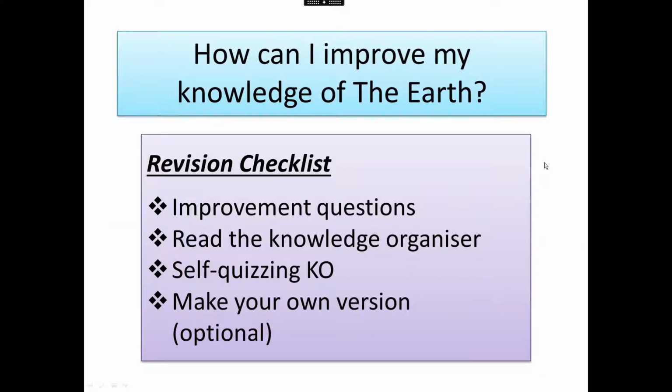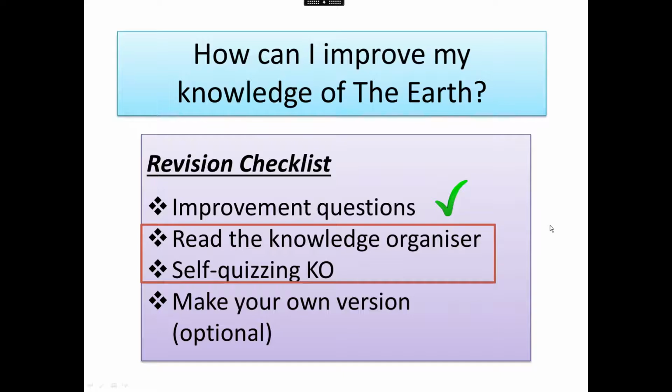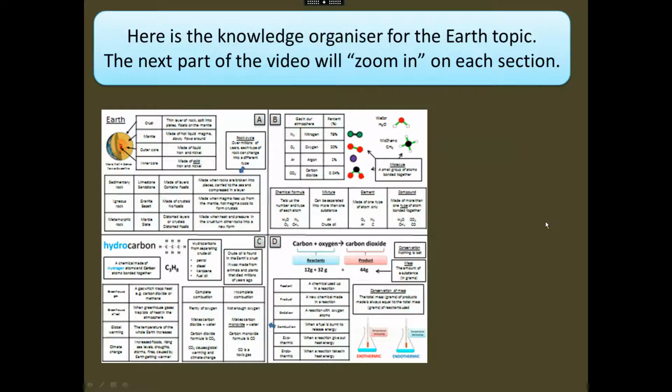Okay, that was our improvement questions. Well done if you got those right and improved your understanding of the areas that we found slightly trickier. Although I do have to say, the understanding across this topic has been really, really good. But there's a huge amount in this topic to remember. So I've put it all onto a knowledge organizer. That is a way of organizing all of the knowledge on one page. But look how much there is.